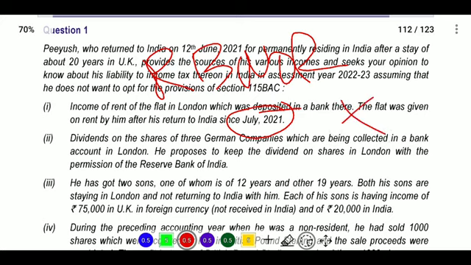Next, dividend on shares of 3 German companies, which are being collected in a bank account in London, and he proposes to keep the dividend in London with the permission of Reserve Bank of India. So it is an investment outside India, and he is receiving the amount outside India, and he is a resident but not ordinary resident. So it is not taxable in India.